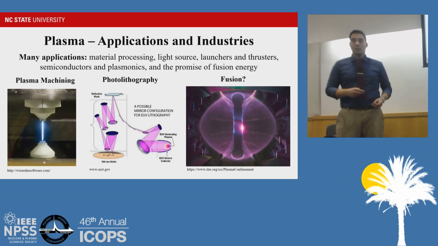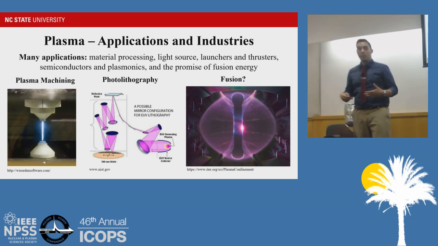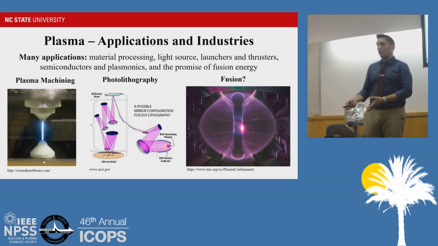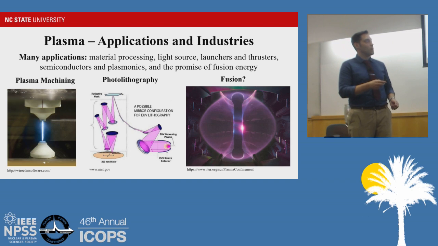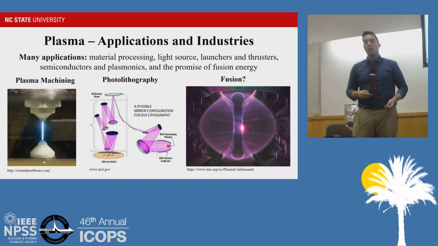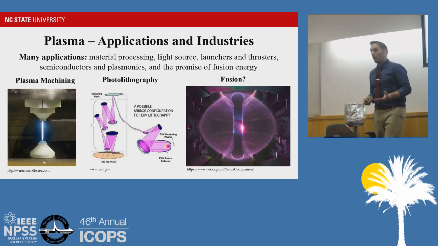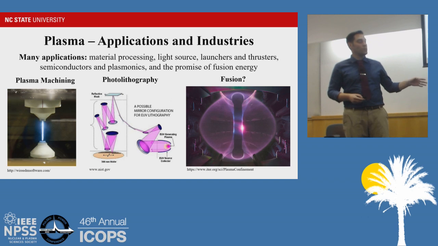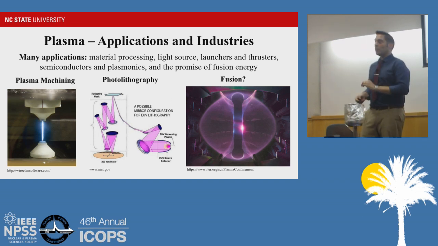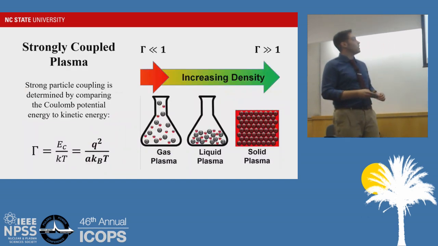And of course, what talk wouldn't be a talk without the promise of saving the world? Nuclear fusion. This is the hope of many of the efforts in plasma physics, fusion. And this is, of course, the tokamak plasma, which is at 100 million degrees or so. So this is hot and what I would call dilute plasma. What I've studied over the past 10 years has been strongly coupled plasma.